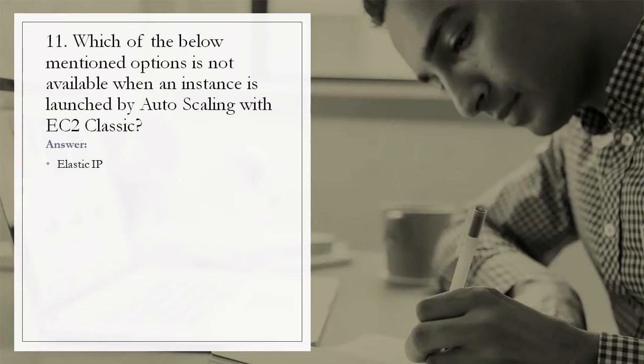Question number 11. Which of the below mentioned options is not available when an instance is launched by auto-scaling in EC2 Classic? Out of the four options, the right one is Elastic IP. Why? Because auto-scaling supports both EC2 Classic and EC2 VPC. When an instance is launched as a part of EC2 Classic, it will have the public IP and DNS as well as the private IP and DNS.